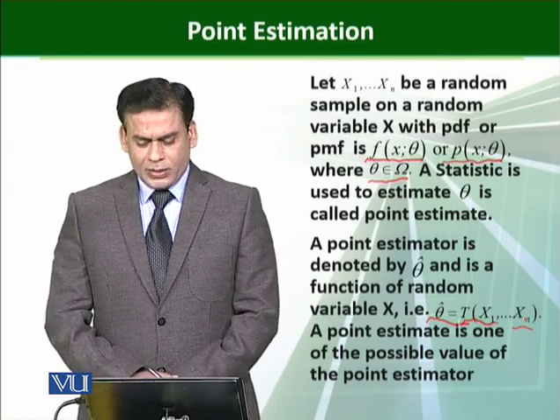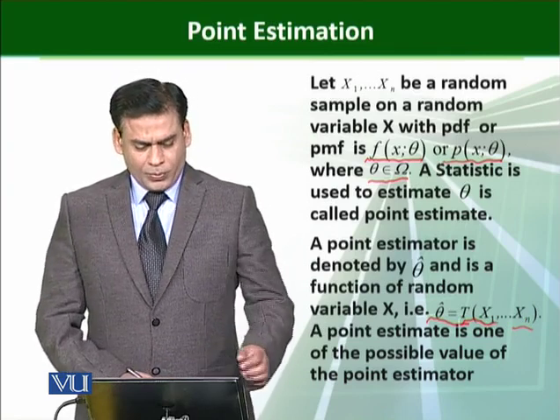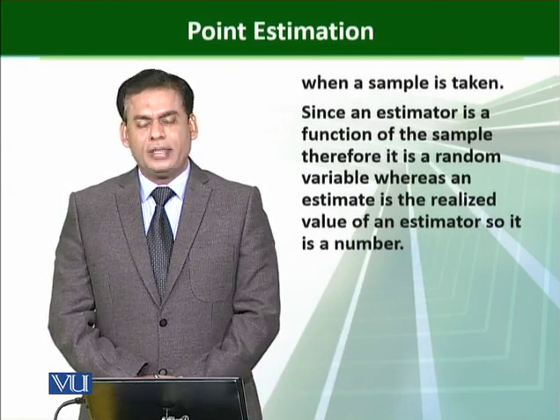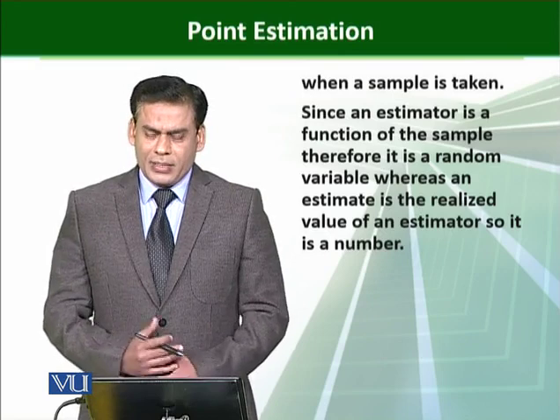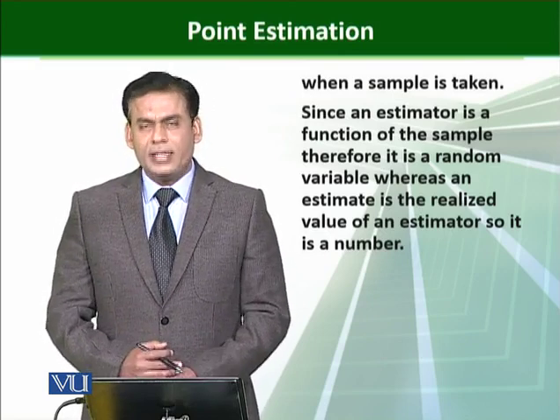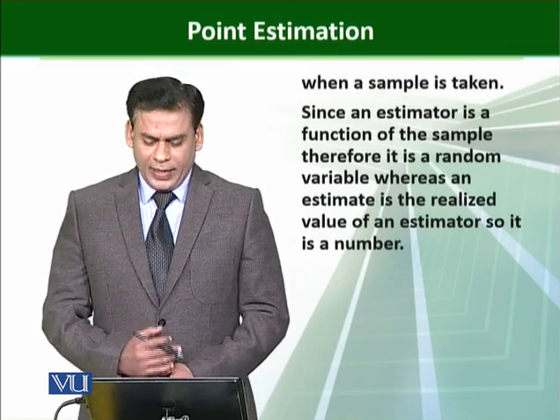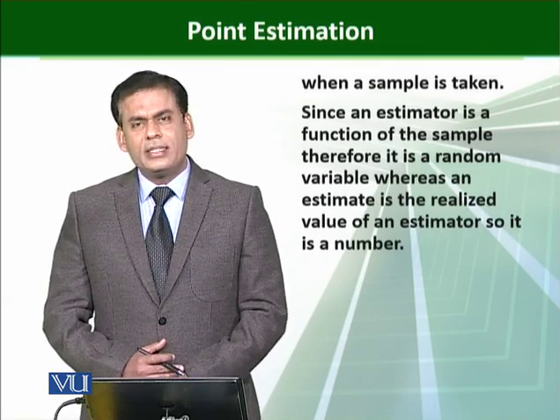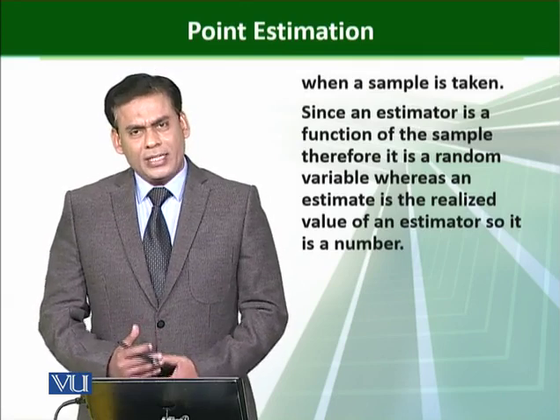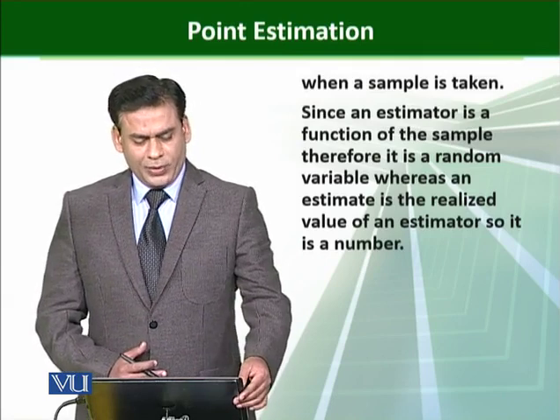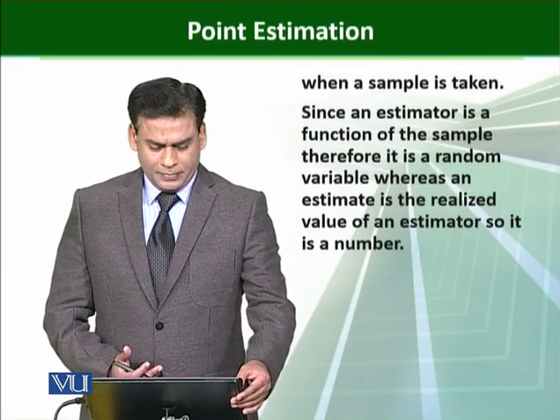A point estimate is one of the possible values of the point estimator when the sample is taken. Since an estimator is a function of the sample, therefore it is a random variable, whereas the estimate is the realized value of the estimator, so it is a value, it is some sort of number.